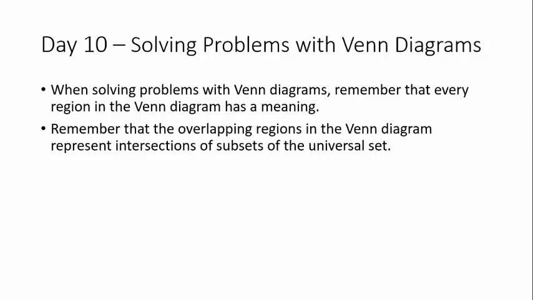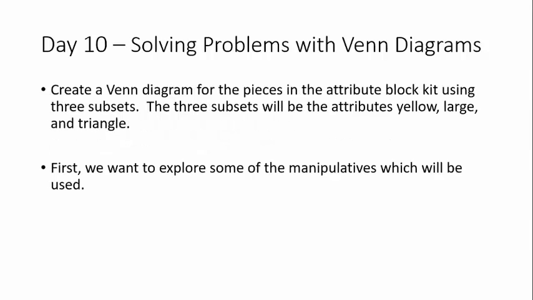We worked with Venn diagrams in the previous lesson. Remember that we talked about the different regions in a Venn diagram, and we looked at the meaning associated with each region. Remember also that the overlapping regions in a Venn diagram represent intersections of subsets of the universal set. We will be looking at applications of this today.